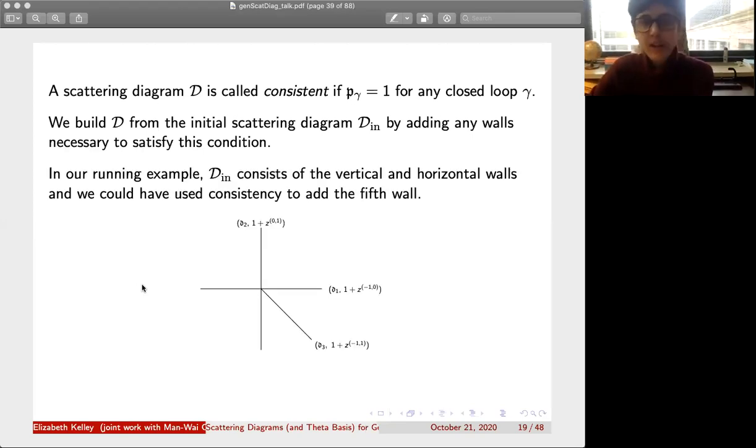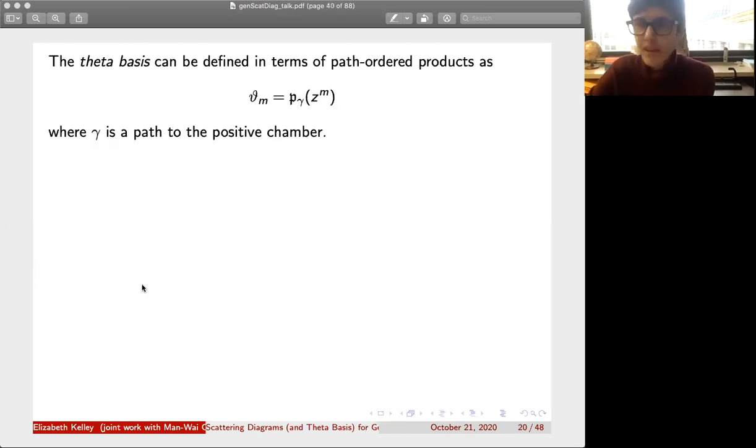So here, right, our initial diagram consisted of the vertical and horizontal walls, and we could have used consistency to add that 5th wall. Okay, so the theta basis, which is one of these good bases, can be defined in terms of path-ordered products.